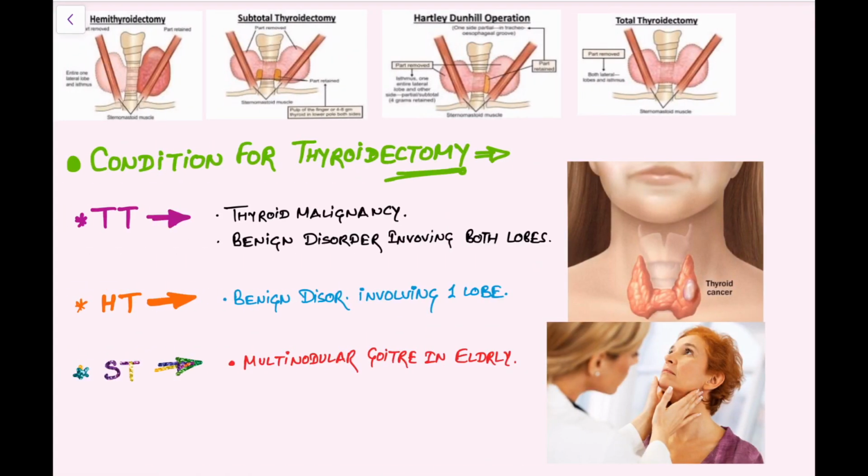So friends, here are some conditions in which we are going to perform thyroidectomy. Total thyroidectomy is performed when there is thyroid malignancy, or in case of benign disorder involving both lobes of the thyroid gland. Hemithyroidectomy is for benign disorders involving only one lobe of thyroid gland. And subtotal thyroidectomy is mainly reserved for patients in which no recurrence is present.